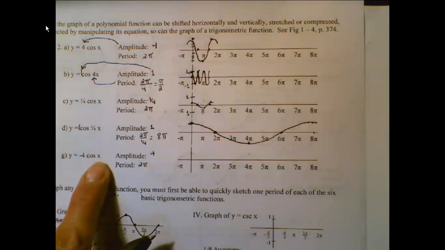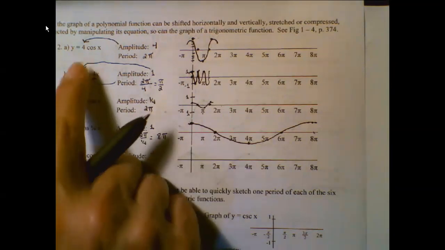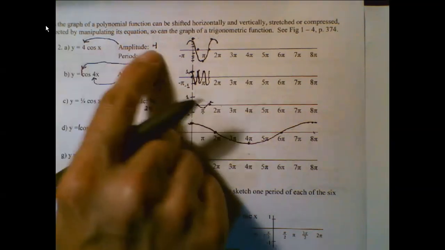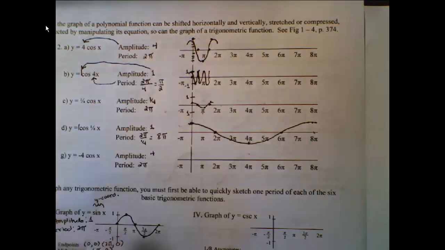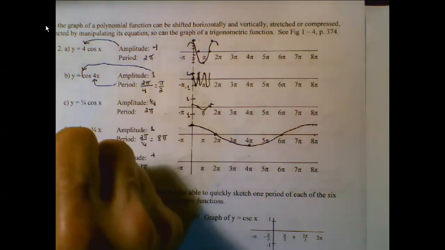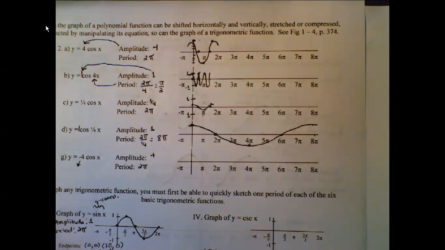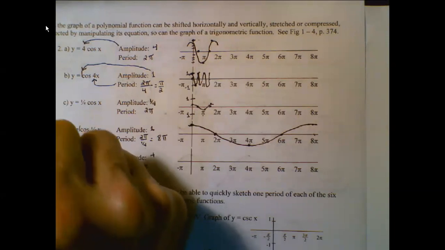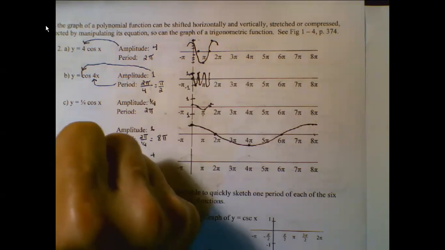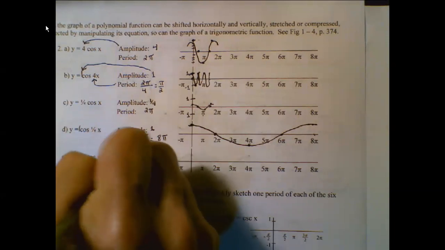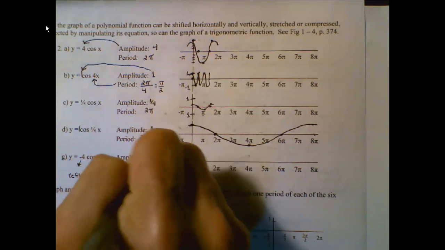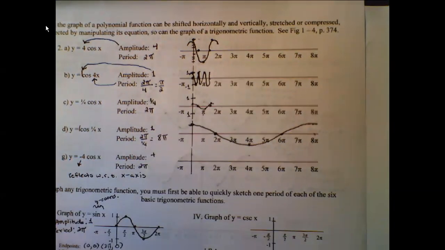So how does this look different than the A part, where the amplitude was 4 and the period was 2 pi? What do you think that negative coefficient does? Flips it upside down. Because that's the same thing a negative coefficient does to a parabola or any graph. It reflects with respect to the x-axis, commonly known as flips it upside down.